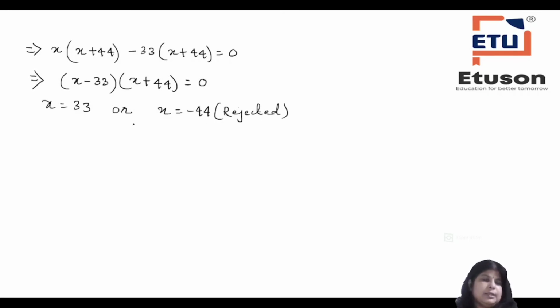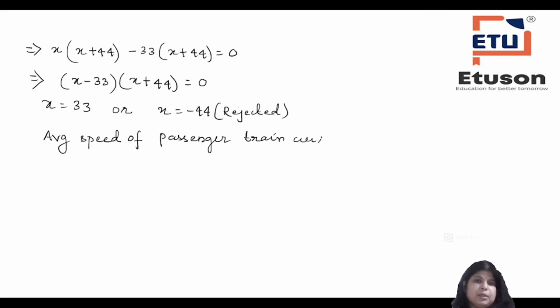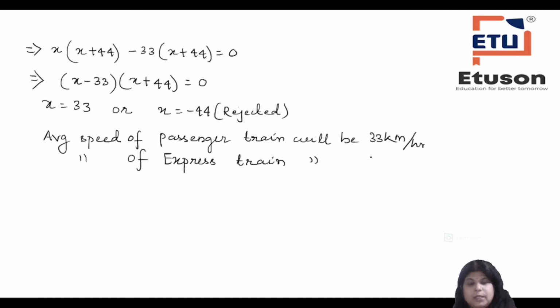Correct or not? So what is the speed, average speed of the passenger train? So the average speed of passenger train will be how much? Will be 33 kilometer per hour. Then what about the speed of your express train? Then average speed of your express train will be how much?